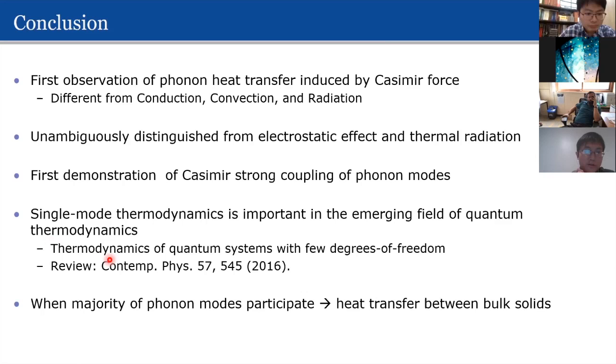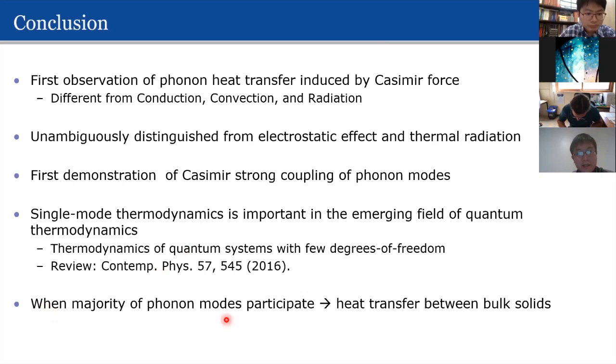So although in this experiment we are talking about single mode thermodynamics, still this topic becomes important in this emergent field of quantum thermodynamics. We basically study the thermodynamics of quantum systems, especially with few degrees of freedom. So there's some review paper if you're interested. I mean, this field is emerging. So this kind of single mode thermal mechanics will be interesting to study this topic.